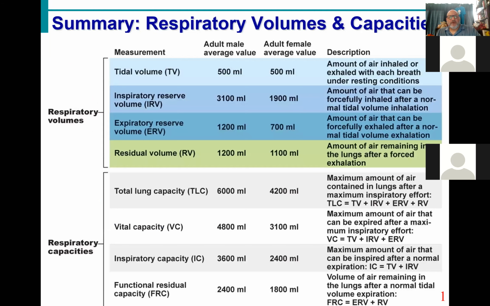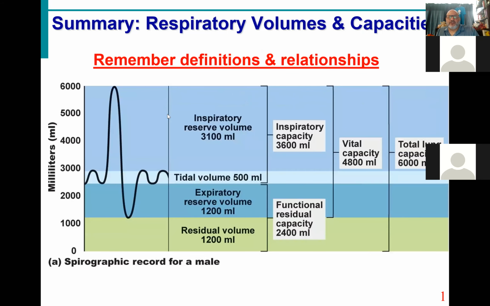Here we have those volumes and capacities. Again, averages. Notice I gave the averages for males; the averages for females are different. But again, we don't care about these averages. What I care about is their relationships, how you would calculate them. Understand how these things relate to each other. Remember their definitions, remember their relationships.